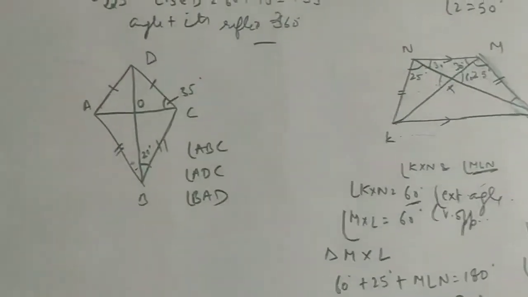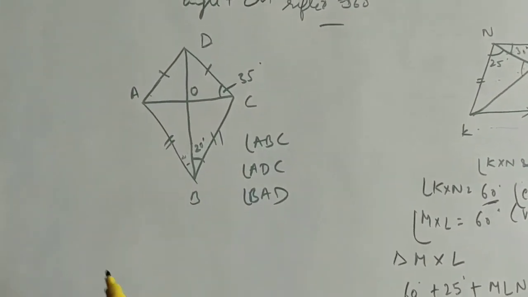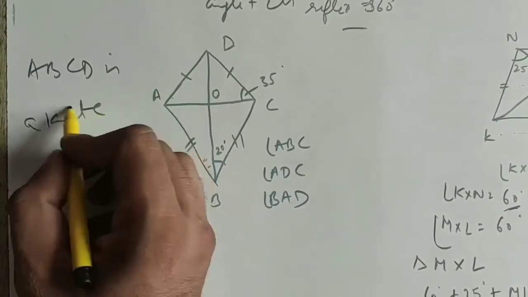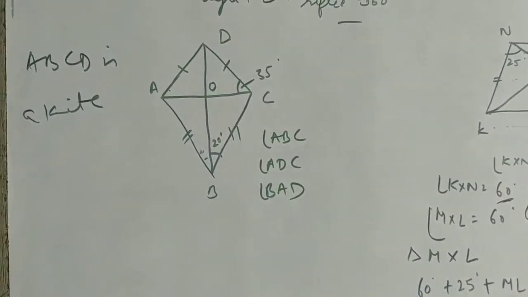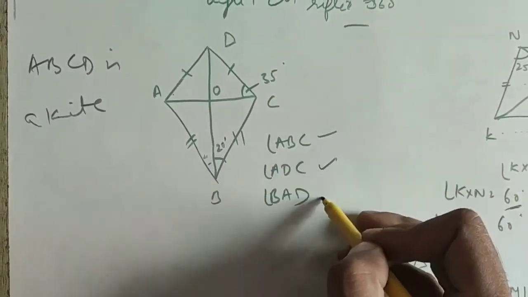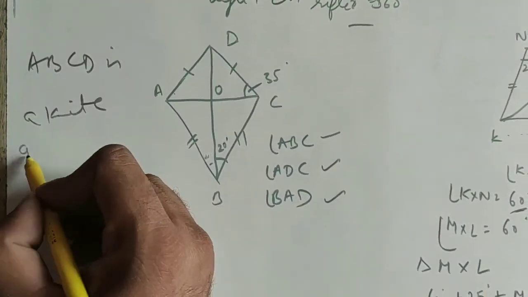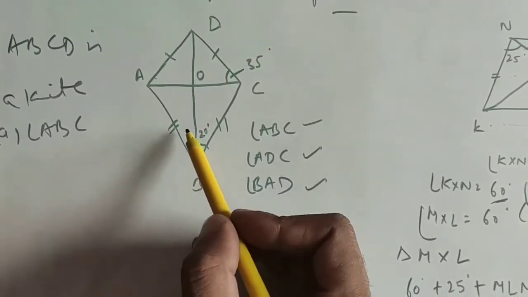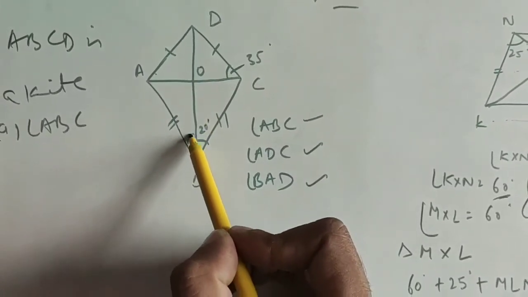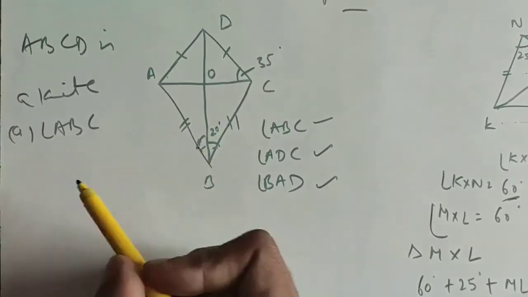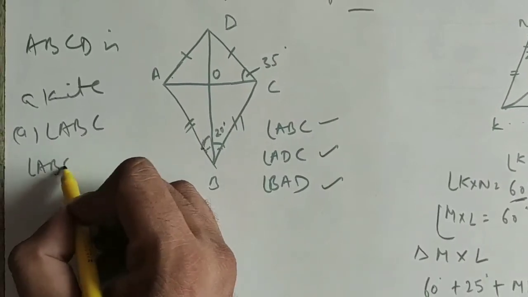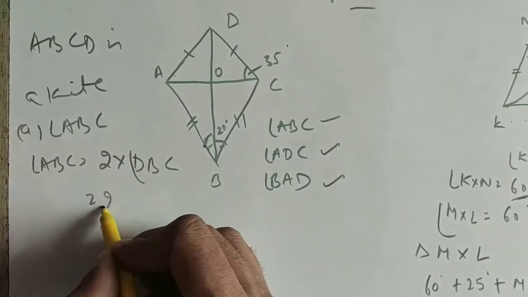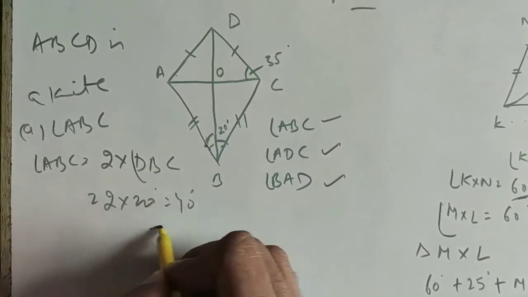Okay, so last in this is based on this kite. This ABCD is a kite, and these are the two angles given to us, and we need to find out these three parts. So first is angle ABC. In case of a kite, we know that these two angles are equal. So clearly angle ABC will be twice of angle DBC. So this is 2 into 20, that is 40 degrees.